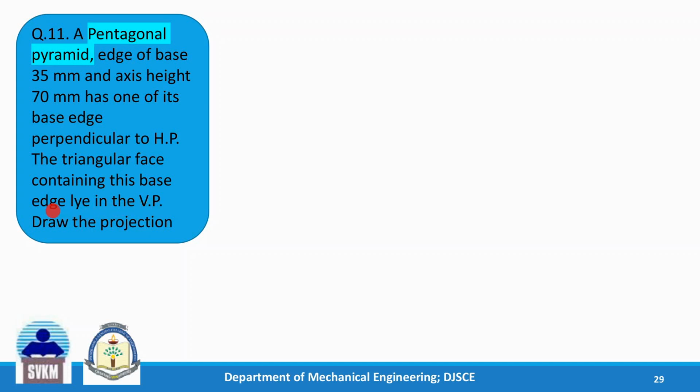Lying in the VP means you have to take the axis perpendicular to VP in the first step, and later make the requisite inclination for the axis in the second step. So first step we will keep the pyramid on VP, and in the second step the triangular face containing one of the edges is lying in the VP. So this will lie in the VP in the second step, and we will complete the solution. We will complete the front view for the second step.